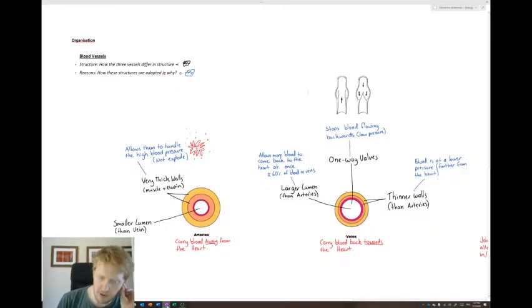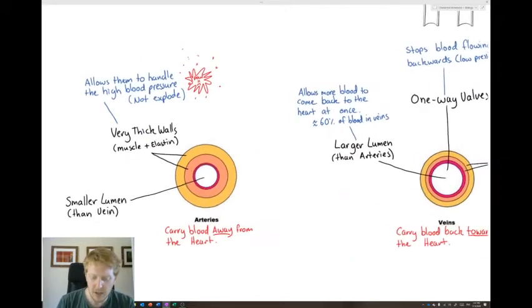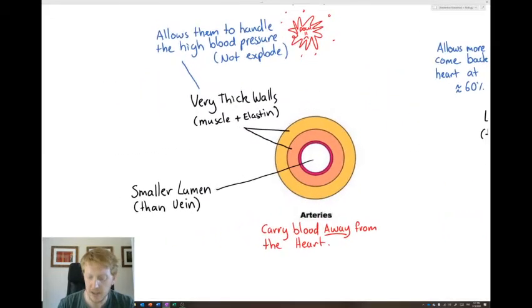Alright, so today what we're going to be looking at is blood vessels. So it's another part of the organisation unit, and I really want you to be able to come with me as I do this mind map and look at the three major vessels that we need to know. Arteries, veins and capillaries. I'm going to give you some detail about their structure and then a couple of reasons why they're adapted that way. So let's start by having a look at these arteries.